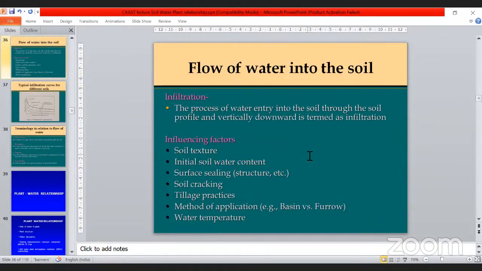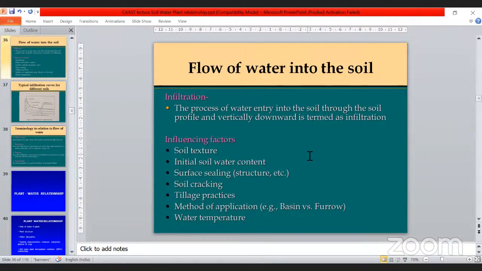Then in the case of the flow of water into the soil, anything which falls on the soil surface, maybe through rain or irrigation, has to go into the soil as per our requirement or need. Because in sandy soils or maybe loamy structured soils, you can lose a little bit of the water, because whenever the water falls on the surface, it washes off the soil and takes the water with it. So there is a great loss of nutrients as well as soil.